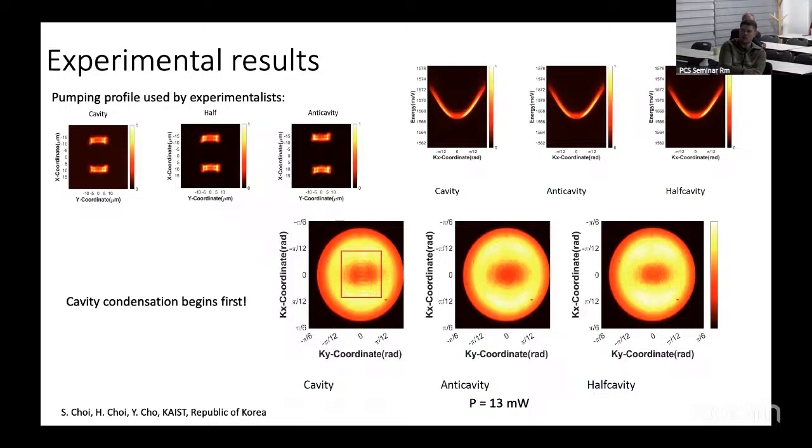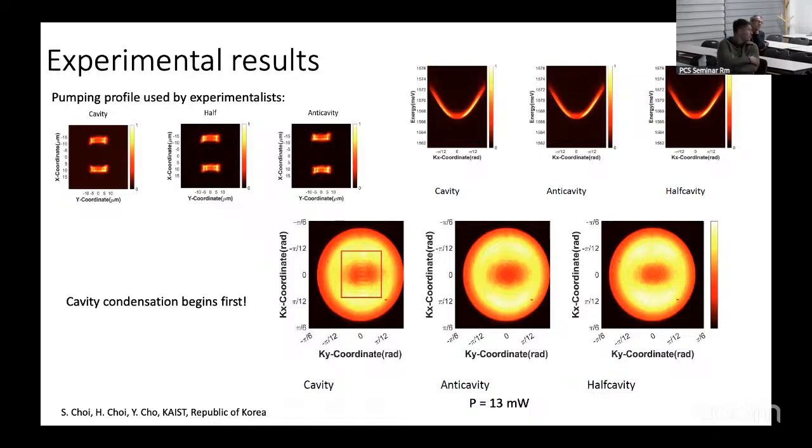Let me repeat my question again. I take this setup, which is called cavity, and there is some threshold power, which is 13. So what is the threshold power for anti-cavity? Maybe 15. It's not that different, but still it exists. It measures 5%, 10%, something like this.